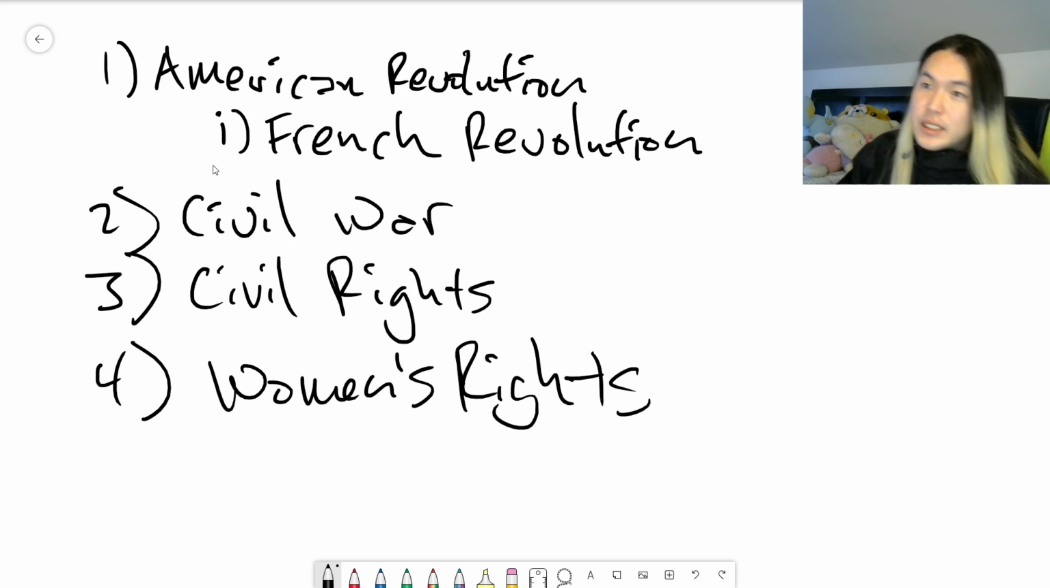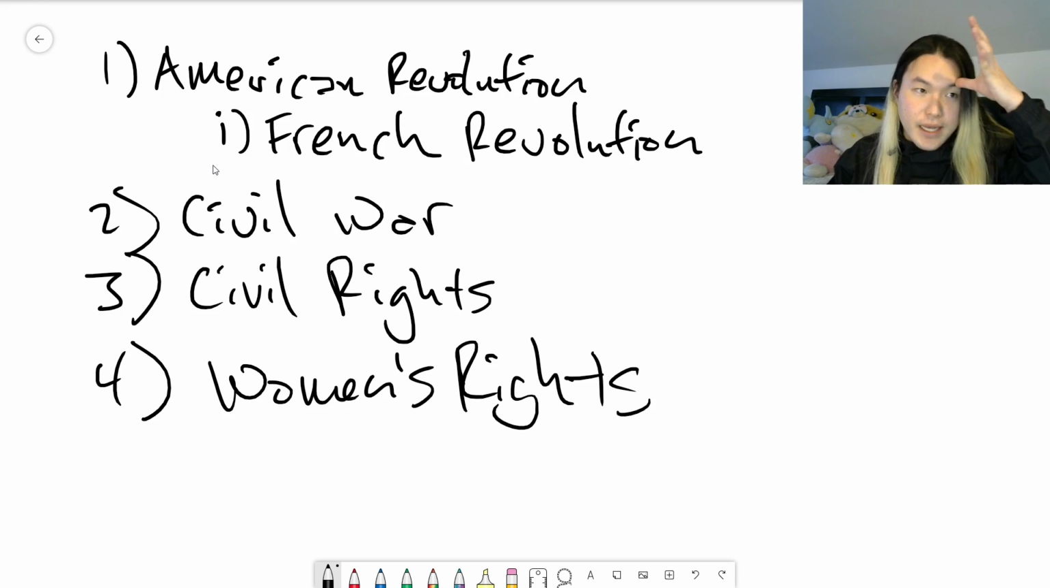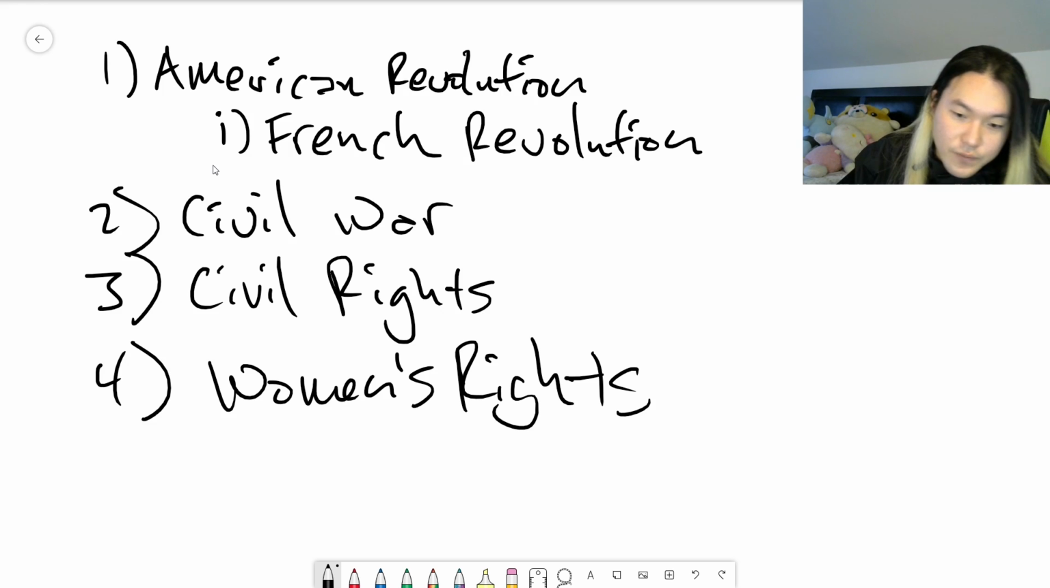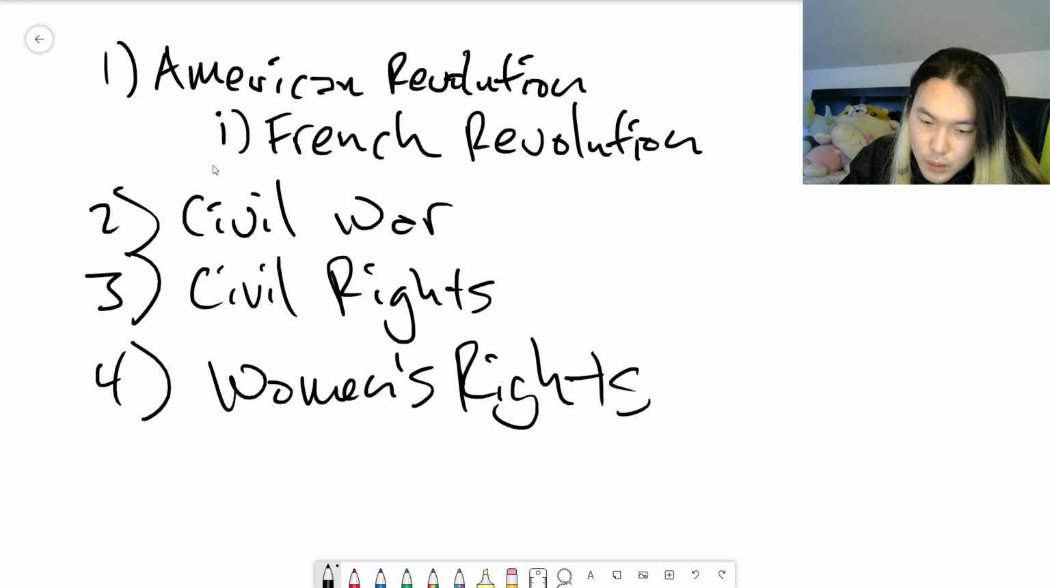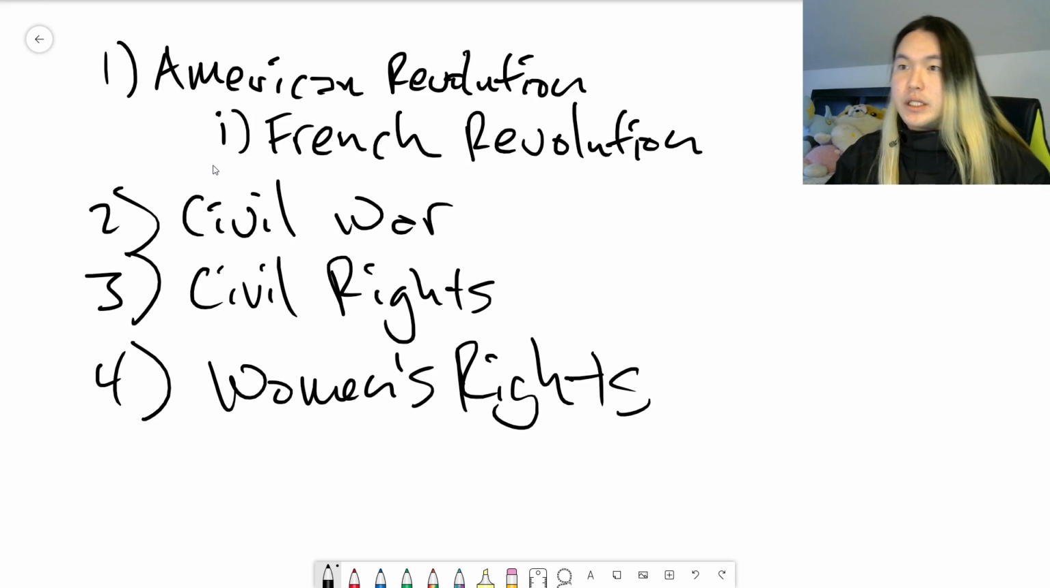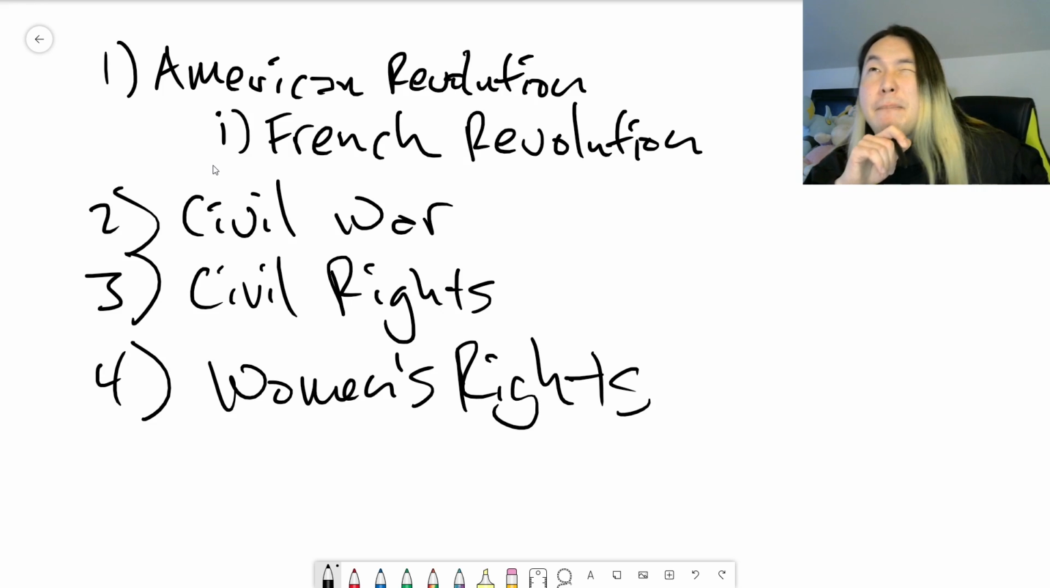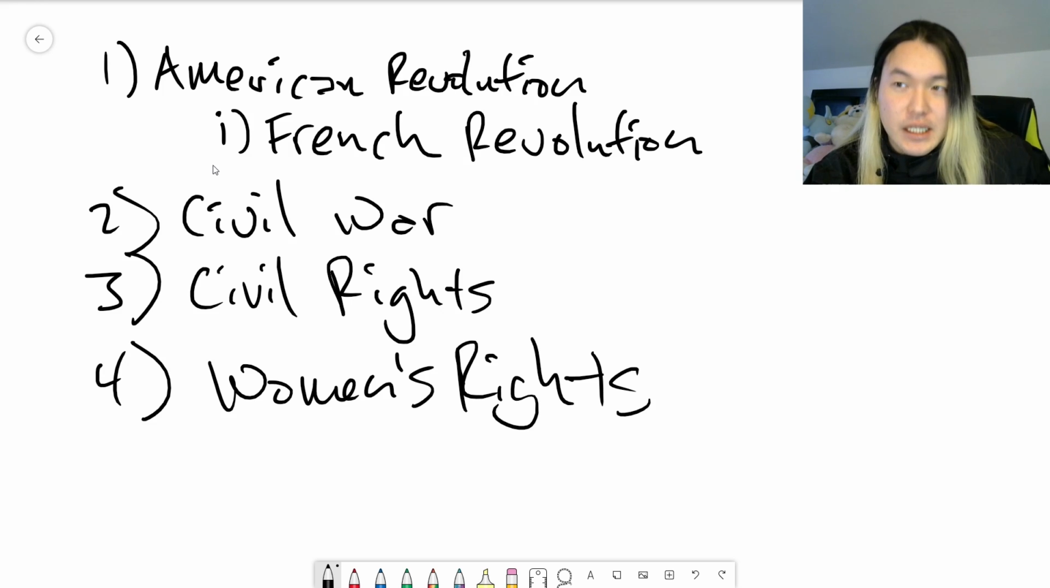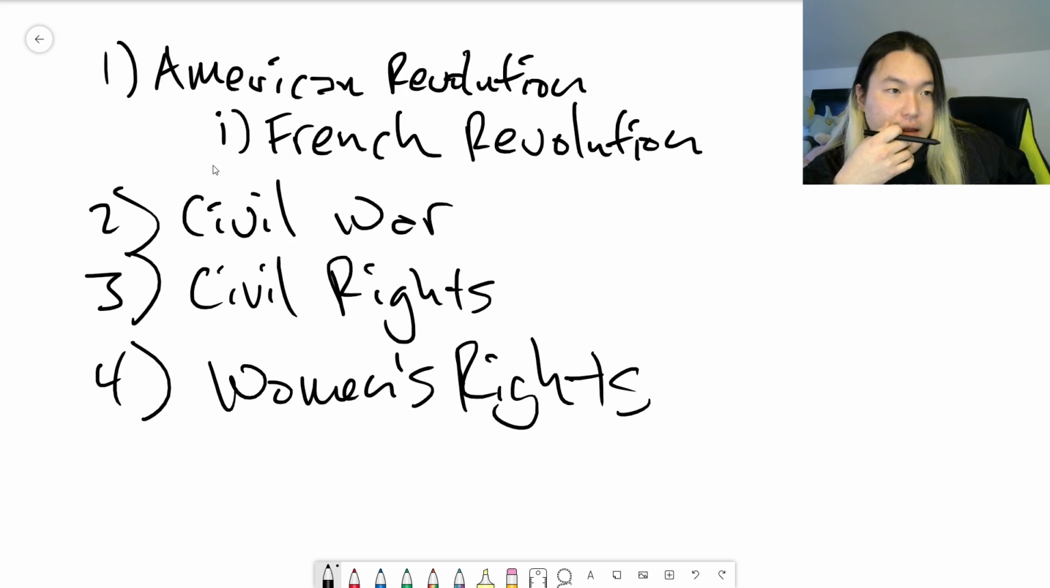So you can imagine, let's think about the texts that are going to show up in the SAT regarding the French Revolution. If you are a rich or noble or royal person in England or America, you're probably looking at the French Revolution and thinking to yourself, let's make sure that doesn't happen here. So that's kind of the text that you see.